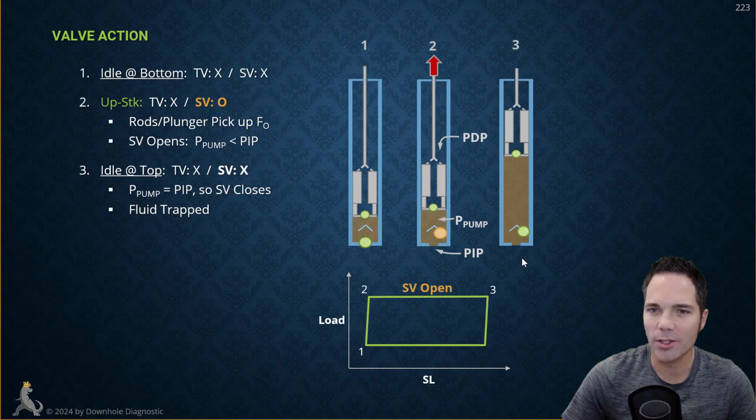So the pressures across the standing valve are going to be equalized, and therefore the standing valve is going to close. It's going to fall down on its seat because there's no reason for it to be off the seat. There's no fluid moving in there because the plunger stopped moving up.